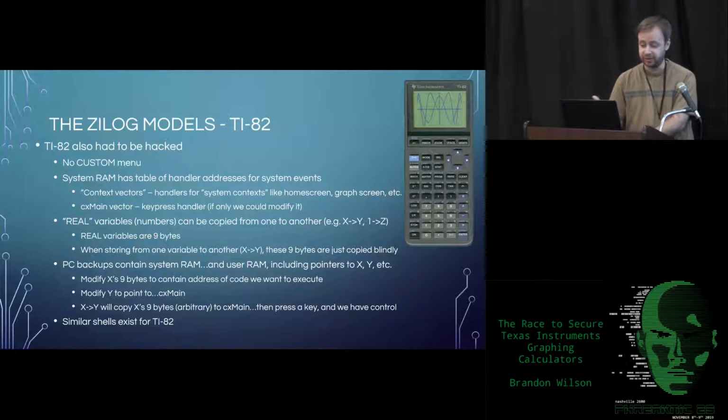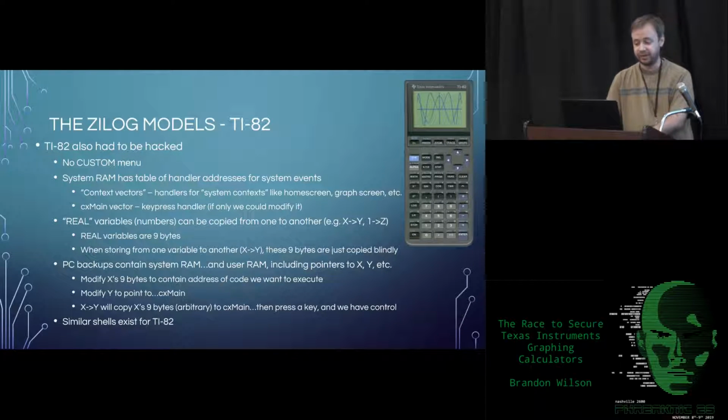Now, the operating system on the calculator is essentially just a series of what are called contexts, which are just kind of like built-in applications. Things like the home screen, the equation editors, the graph screen, things like that. And each context has a table of addresses that point to handlers for different things, like what happens when you press a key. And the key press handler is the most important one. It's called the CX main handler. And whenever you switch to a new context, these handler addresses get stored in system RAM. So our goal is to find a way at runtime to override that CX main handler.